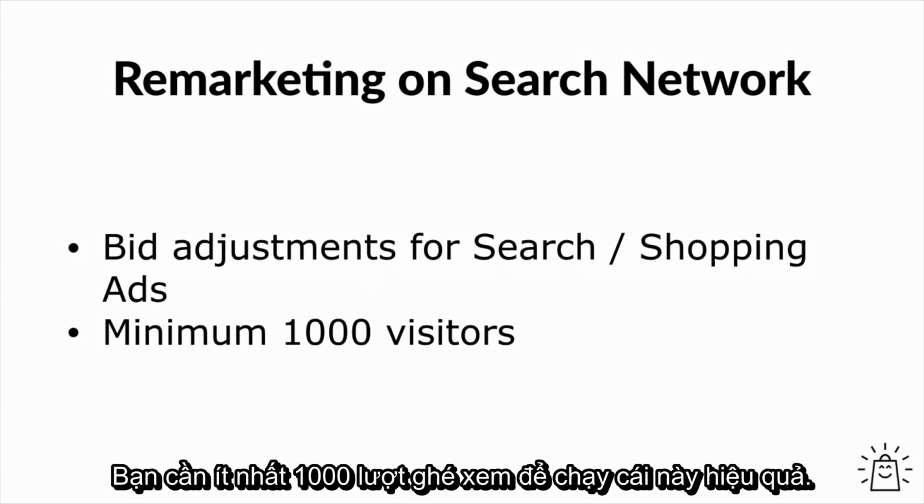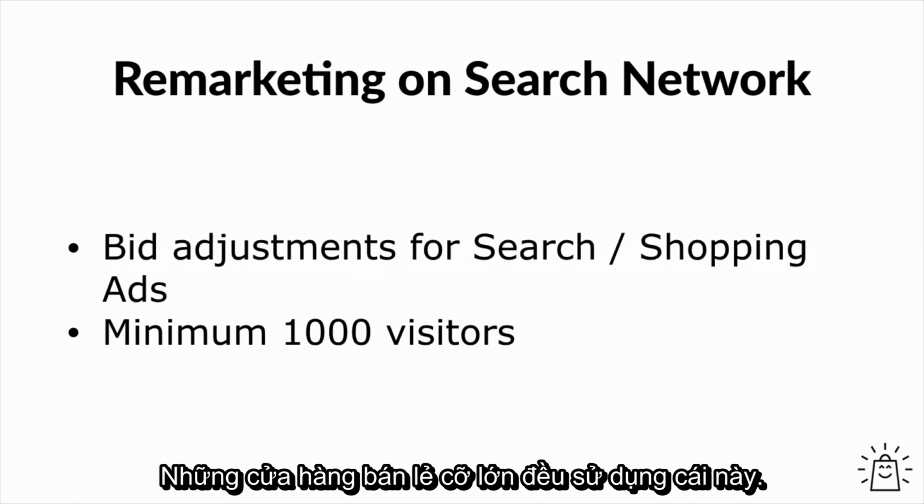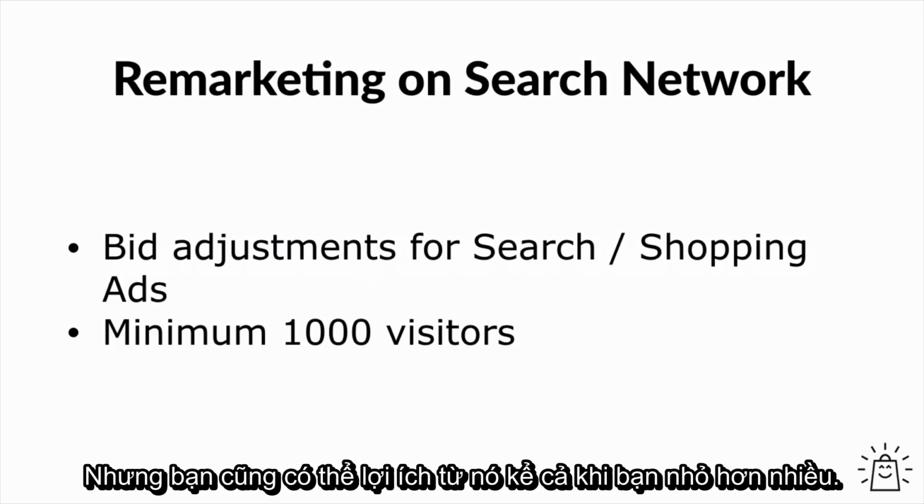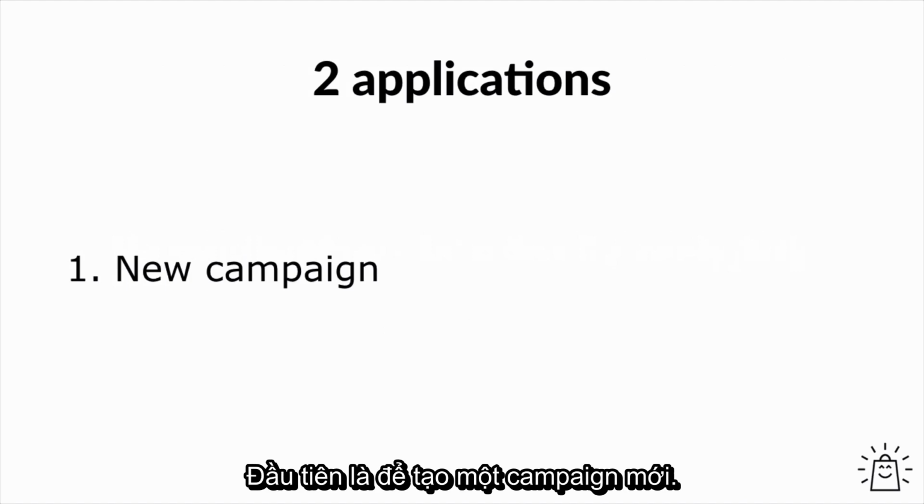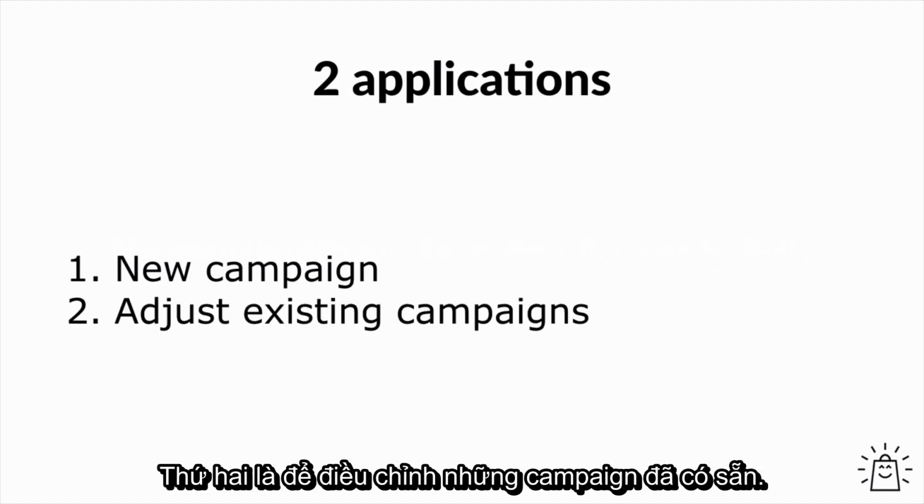You'll need a minimum of 1,000 visitors to make this work. So a lot of bigger retailers are using this. But if you use it right, you can also benefit from this if you're a lot smaller. So there's two main applications for this search remarketing. The first is to start a new campaign, and the second is to adjust existing campaigns.